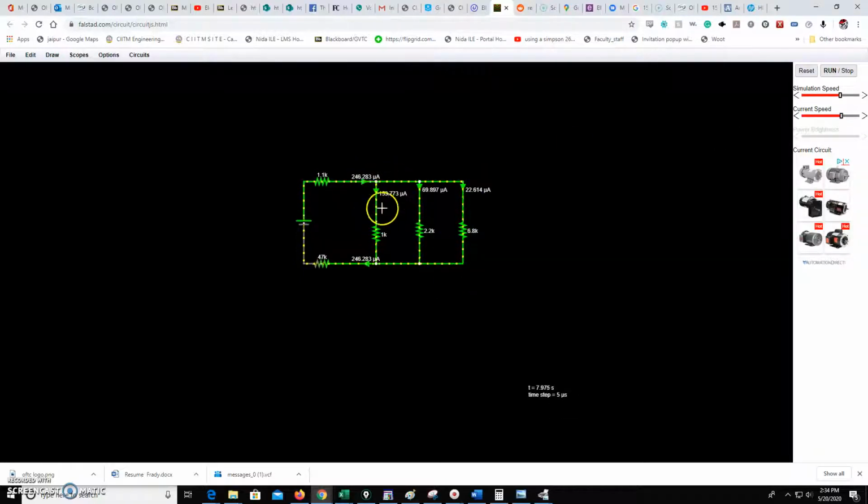Obviously, we got a lot more current flowing through this 1K than we do the 2.2 and the 6.8. And that's because current's right here. Of course, all current is going through this point, and that's why I've got current meters both behind and in front of the 47K, so we can see that it's an equal amount of current. And if we add all of these up, they're going to add up to this total right here.